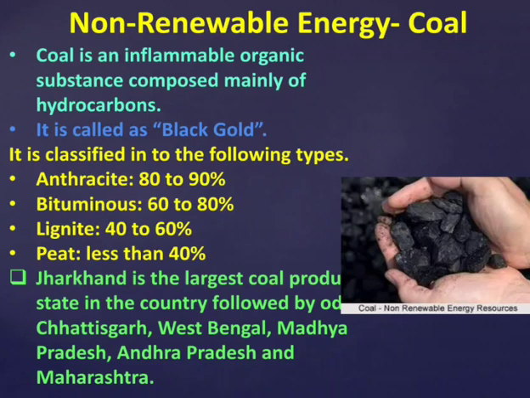Based on the carbon content, coal is divided into four types. What are they? Anthracite has 80 to 90% carbon content. Bituminous has 60 to 80% carbon content. Lignite has 40 to 60% carbon content. Peat has less than 40% carbon.